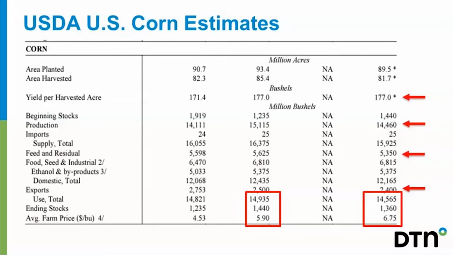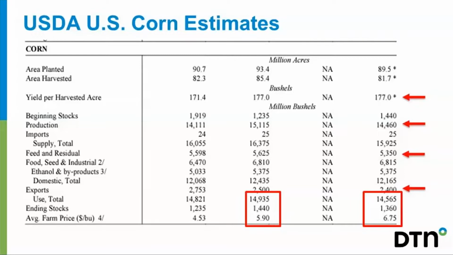So some years that March survey is close, but in several of the past few years it has not been so close, and things can happen. The yield per harvested acre came in less than expected today. Usually USDA will use the February outlook yield, which is kind of a trend line figure that they use. Today they dropped that to 177 bushels per acre.